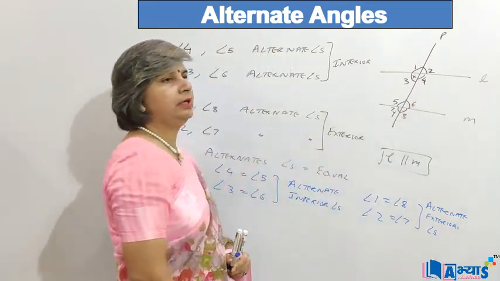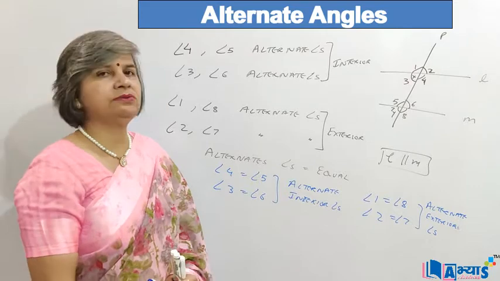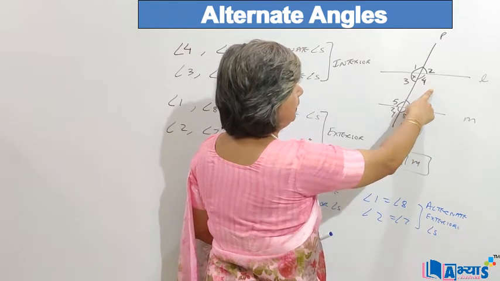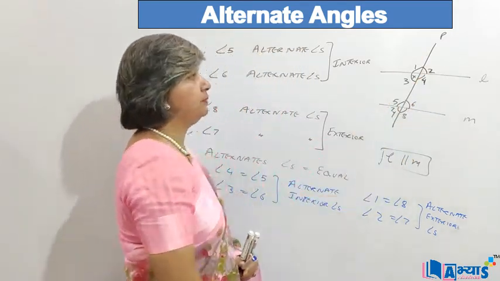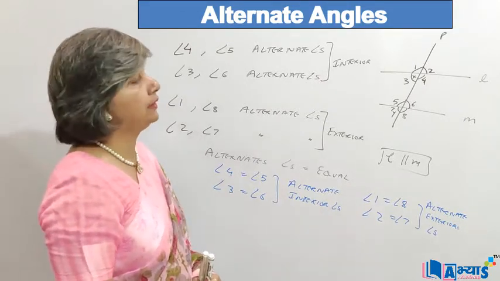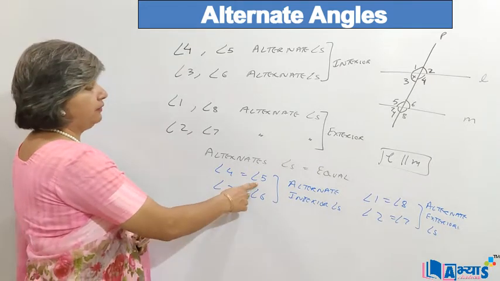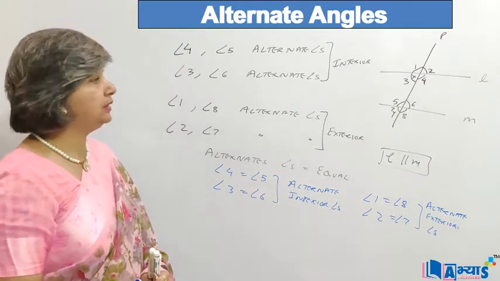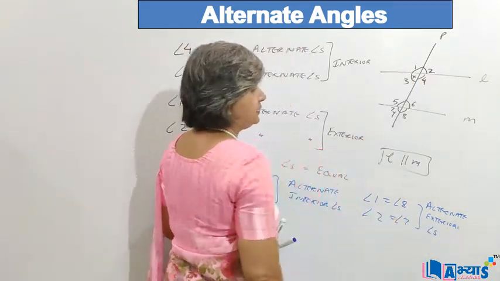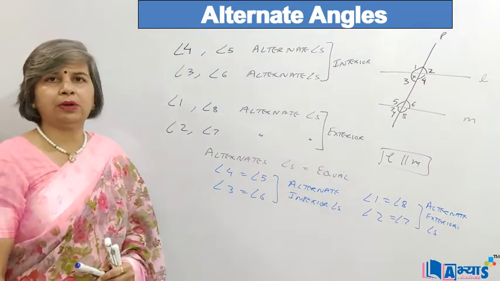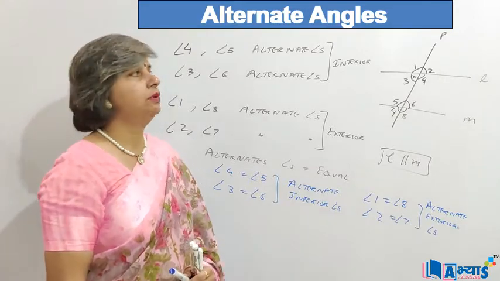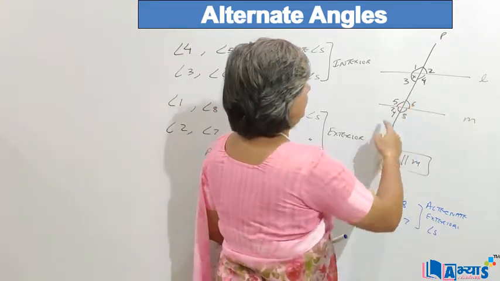They are alternate, meaning one angle is on one side of the transversal and the other is on the other side of the transversal. We see that 4 is on one side of P and 5 is on the other side of P. Similarly 3 and 6, and they are between L and M, so they are known as interior angles. So we have 4 and 5 as alternate interior angles, 3 and 6 as alternate interior angles, whereas 1 and 8 are alternate exterior angles, and 2 and 7 are again alternate exterior angles. When L is parallel to M, alternate exterior angles are also equal. So 1 will be equal to 8 and 2 will be equal to 7.